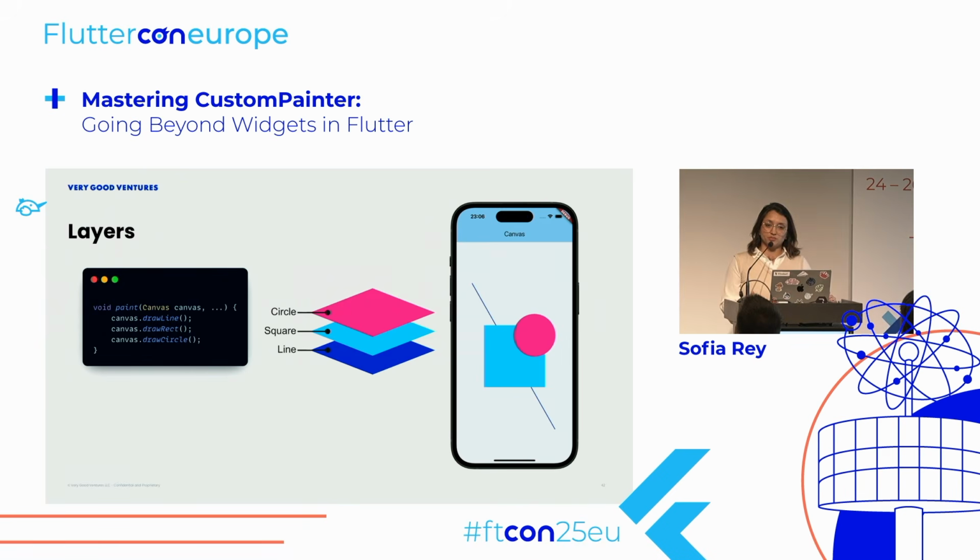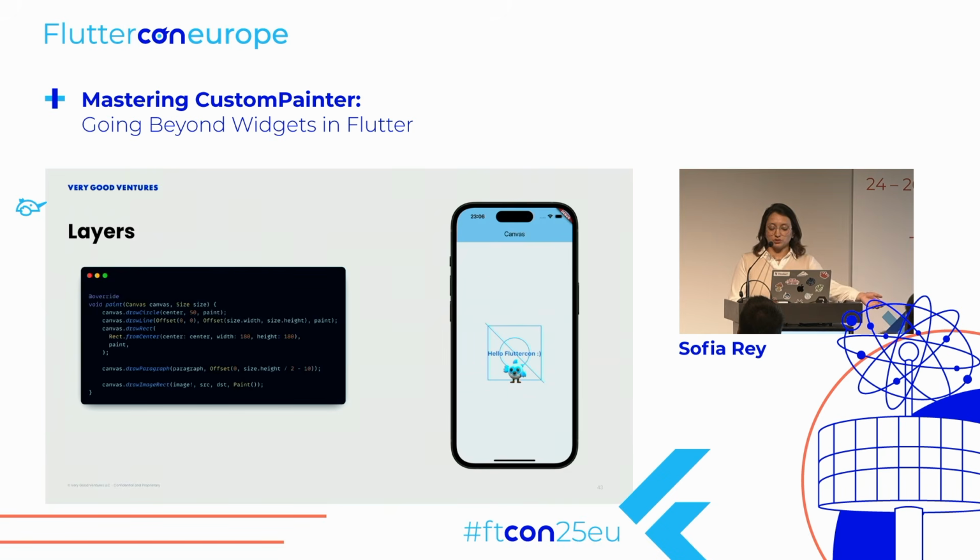At this point, I think it's important to mention that everything we paint in the paint method works in layers. So in this case, the blue line is over the blue square, and both of them are over the pink circle, right? This in code can be a bit tricky because the first thing we write is what is going to be in the background. So in this case, we write canvas.drawLine, which is the one that's under everything. Then we write canvas.drawRect, and then canvas.drawCircle, which will be on top of everything.